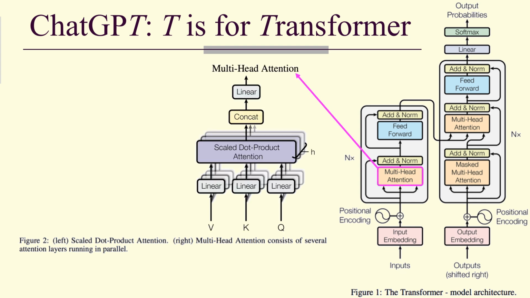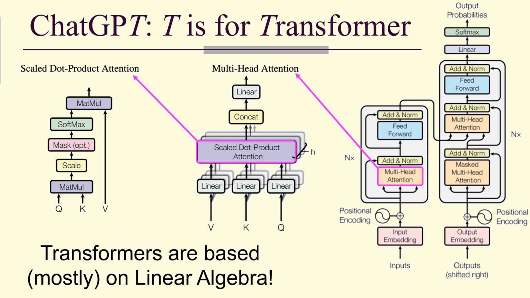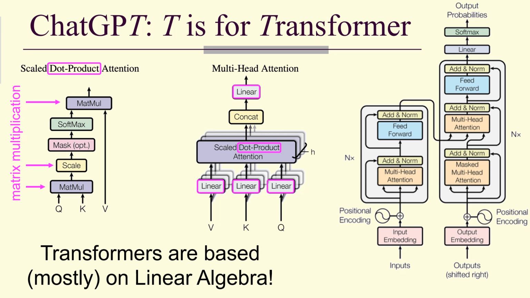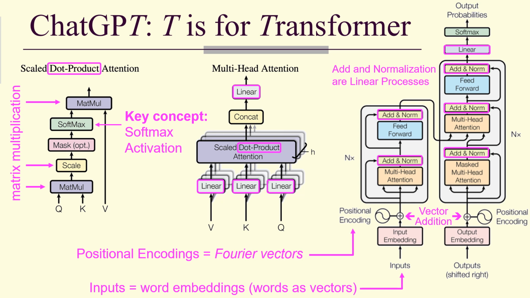And notice that it's made up of these multi-head attention modules, each of which is made up of scaled dot product attentions. And notice the transformers are based mostly on linear algebra. So if we look, we have matrix multiplication, dot products, linear layers, that's just matrix multiplication again. And there's another linear layer, again on the far right. Add and normalization, those are linear processes. Inputs are word embeddings, which is words as vectors. And we have positional encoding, which uses Fourier vectors. We do vector addition. But we also have the neural network concept. In particular, we have a key concept, which you see in several places, called the softmax activation.